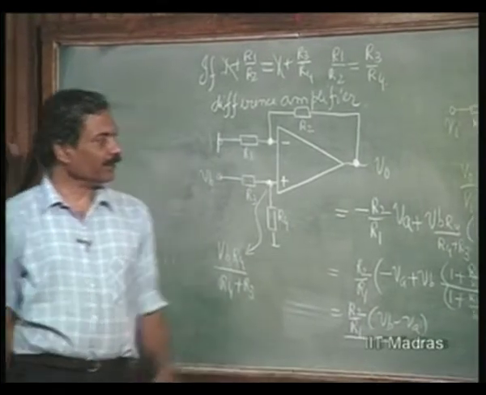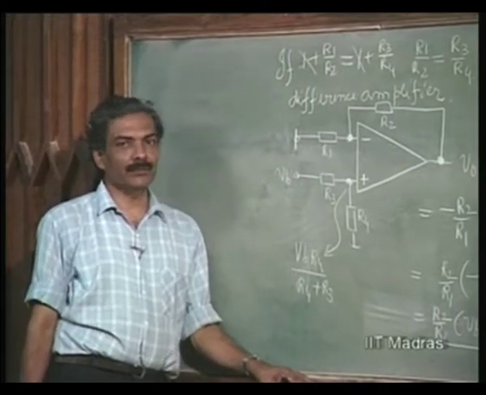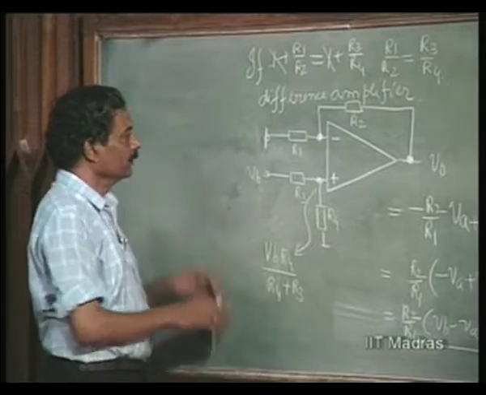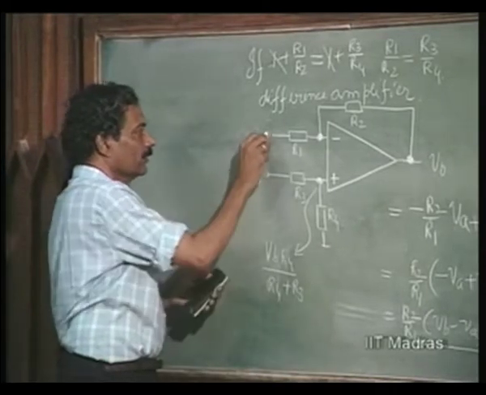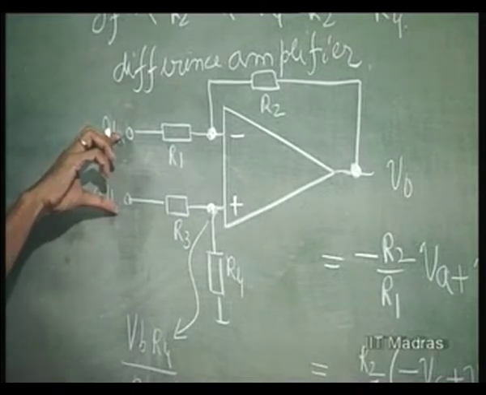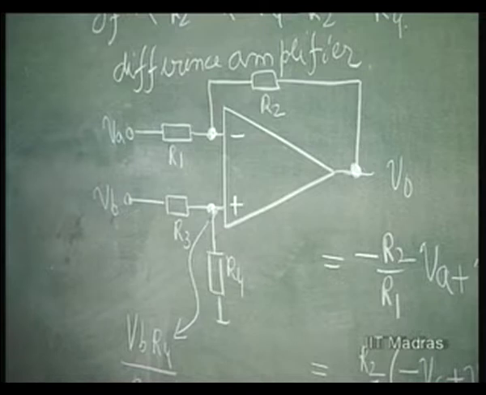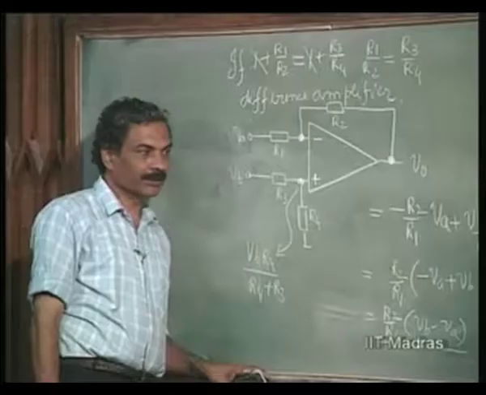Such an amplifier is necessary in all bridge measurements. You want, for example, the bridge voltage comes as a difference voltage VA minus VB or VB minus VA, and I want to amplify this by a factor R2 over R1. So, this is a common amplifier configuration which is used along with bridge, right.